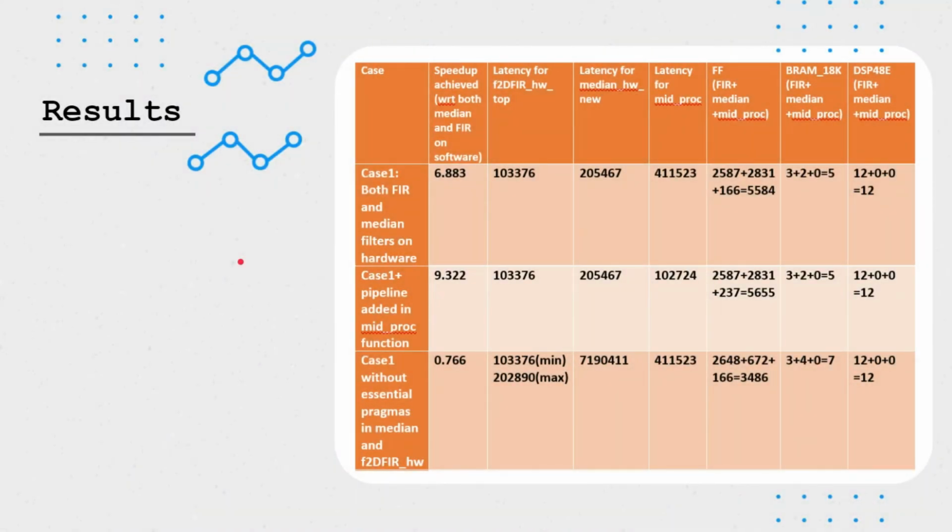Let's look at the results. If we look at row 1 and row 2, we can see the impact of the pipelining pragma. We can observe that there is a change in the speed up. The second one is much faster than the first one, because we are processing the data at a faster rate with the help of pipelining. There is a change in overall throughput, and we also notice that without the use of the essential pragma in this function, it leads to a significant decrement in the speed up factor, which is even less than 1. So notice the latency in the mid-proc function.